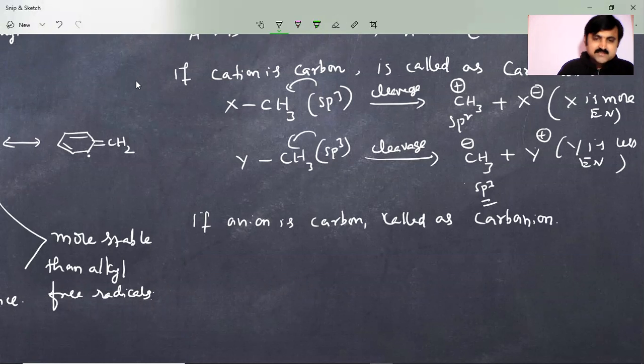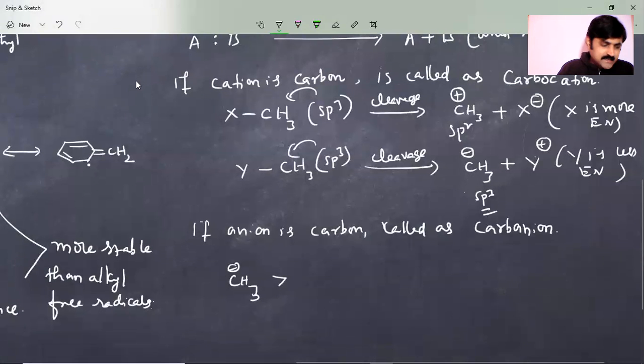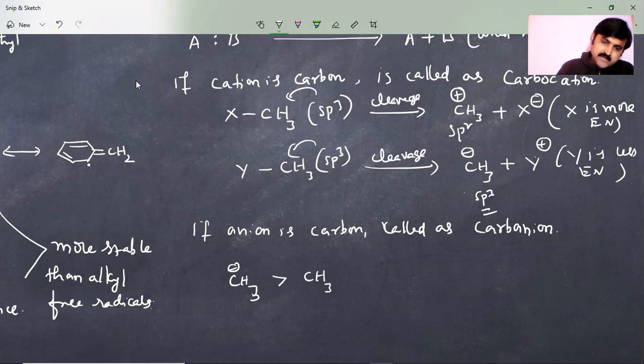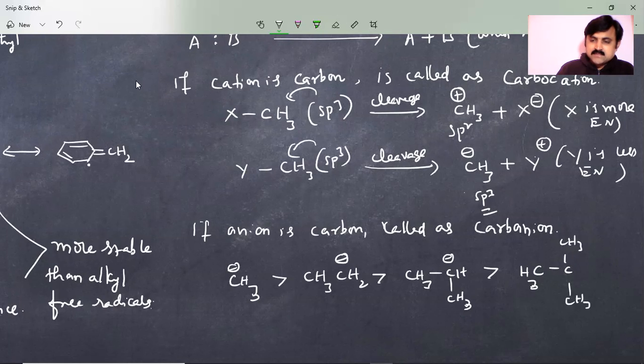In this case, I have the information that the methyl carbanion is the most stable, reverse to that of carbocations. After that we have the primary carbanion, then the secondary carbanion. The methyl is greater than the primary, which is greater than the secondary, which is greater than the tertiary carbanion.